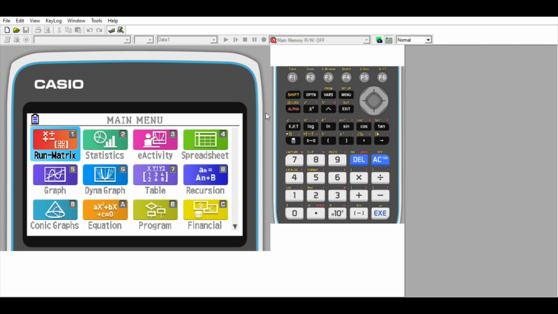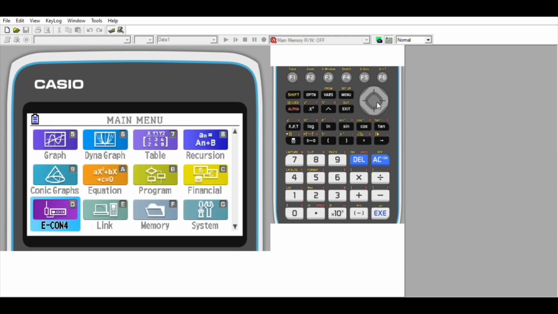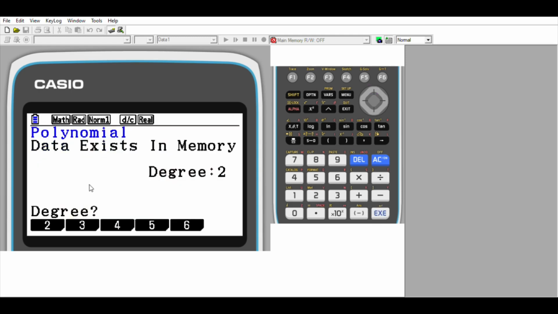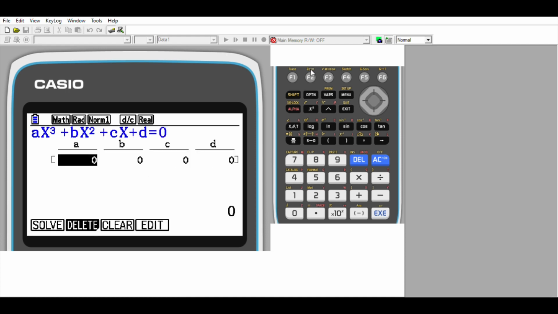Okay, so we go to menu, and then we go to menu equation. This is a case of polynomial, so F2, and then this is degree 3 because it's a cubic function. So click on F2, and then you plug in the coefficients.